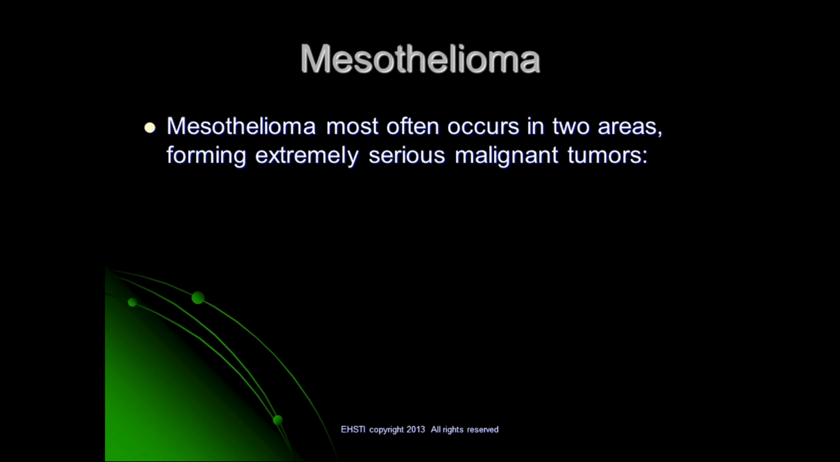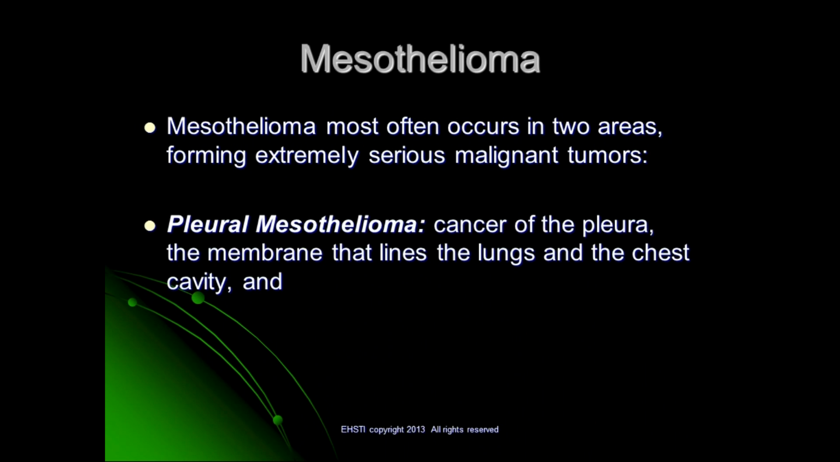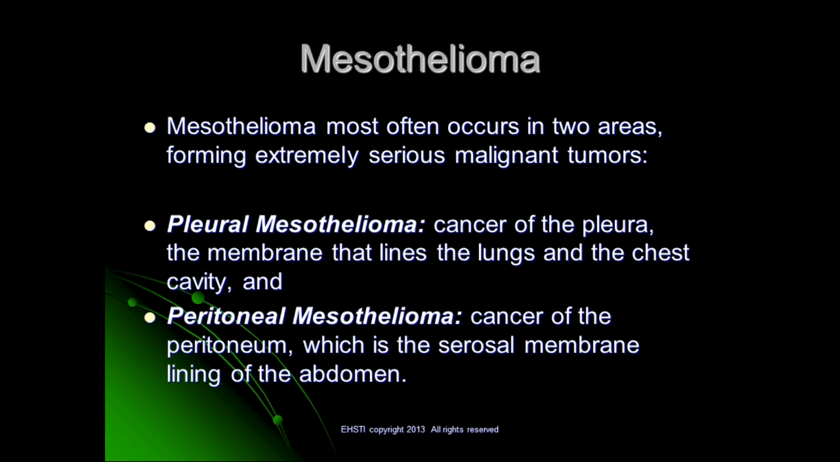Mesothelioma most often occurs in two areas, forming extremely serious malignant tumors. Pleural mesothelioma, cancer of the pleura, the membrane that lines the lung and the chest cavity, and peritoneal mesothelioma, cancer of the peritoneum, which is the serosal membrane lining the abdomen.